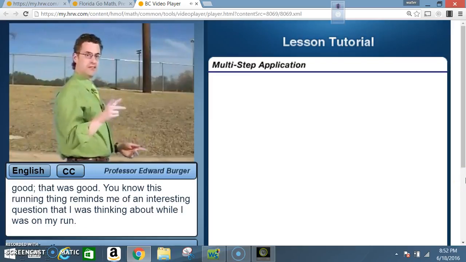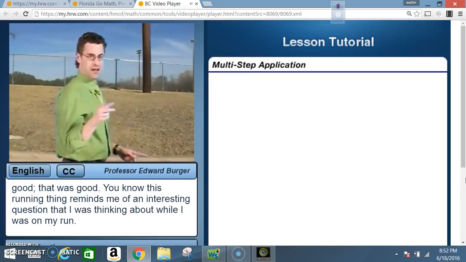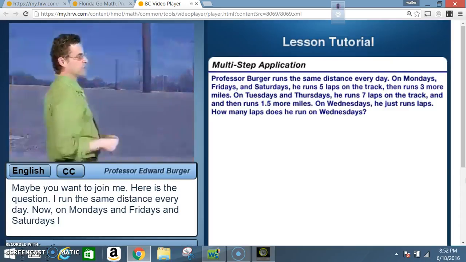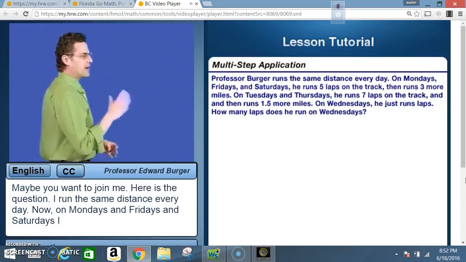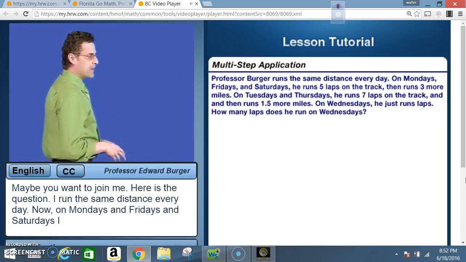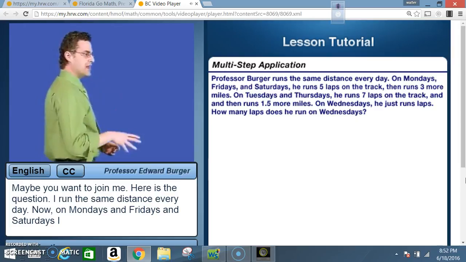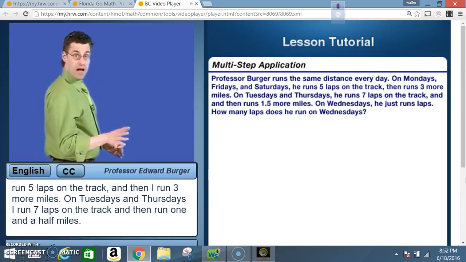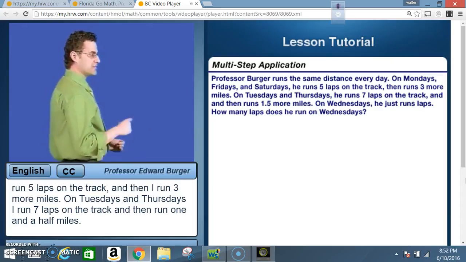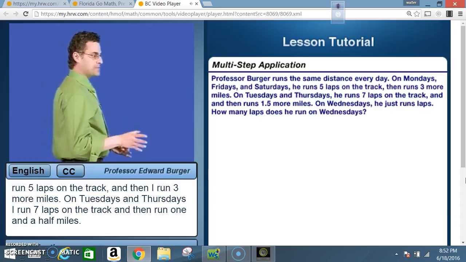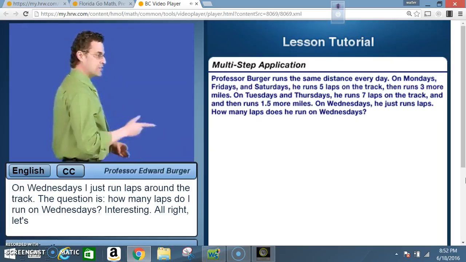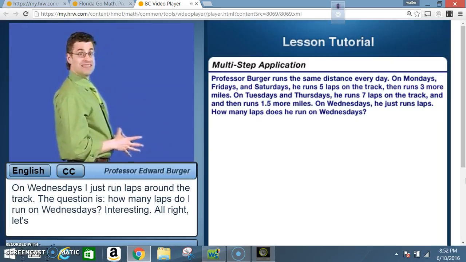And you know, actually, this running thing reminds me of an interesting question that I was thinking about while I was on my run. Maybe you want to join me. Here's the question. So I run the same distance every day. Now, on Mondays and Fridays and Saturdays, I run 5 laps on the track, and then I run 3 more miles. On Tuesdays and Thursdays, I run 7 laps on the track and then run 1.5 miles. And on Wednesdays, I just run laps around the track. Question is, how many laps did I run on Wednesdays?